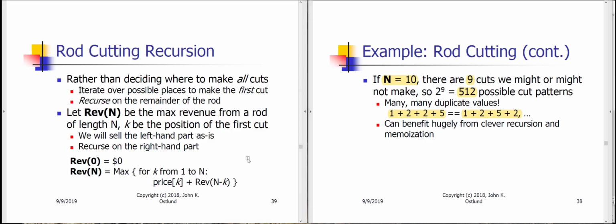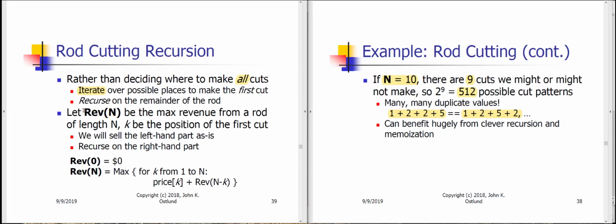All right, so here is how we're going to set up our recursive solution to this problem. It's too hard to figure out where to make all of the cuts to get the optimum revenue. So what we're going to do instead is to iterate over all of the possible places where we might make the first cut, and if we can figure out the maximum possible revenue from making the first cut at 1 foot versus making the first cut at 2 feet versus making the first cut at 3 feet and so forth, we will have figured out, after we've checked all of those possibilities, what the maximum possible revenue is that we can generate from an N-foot piece of rebar.